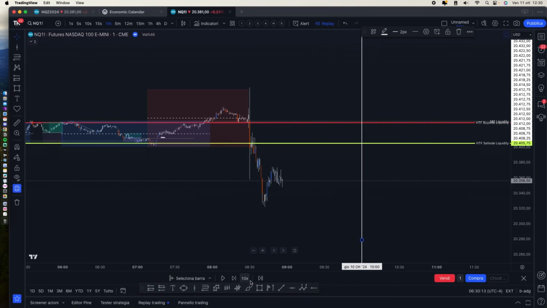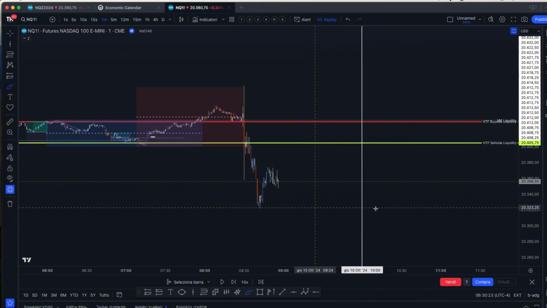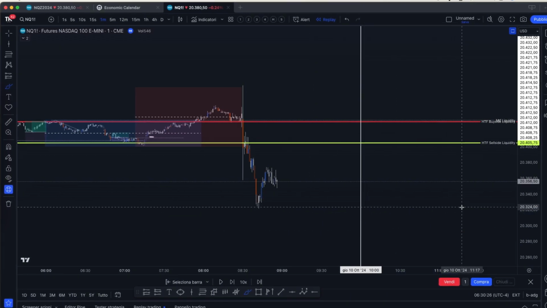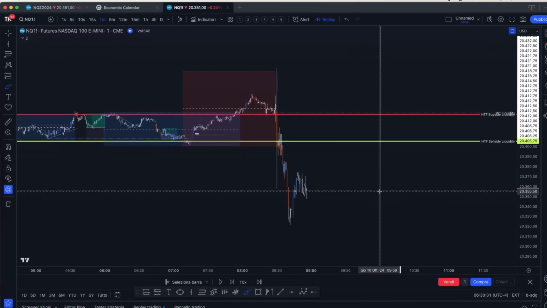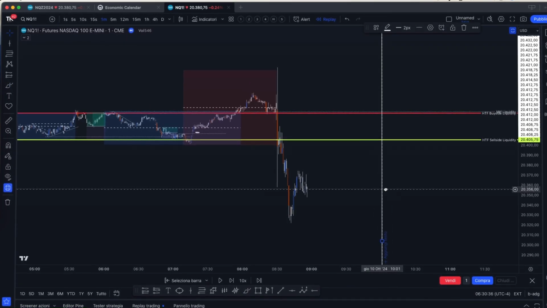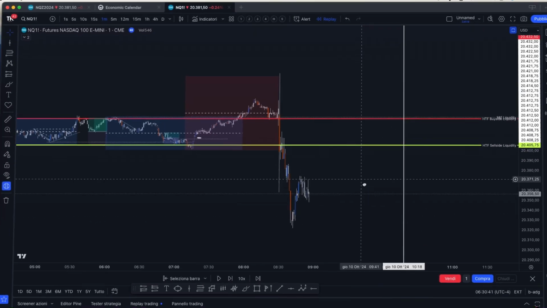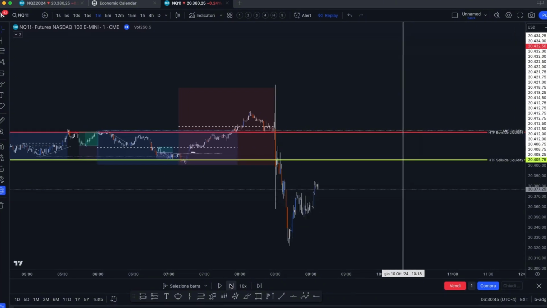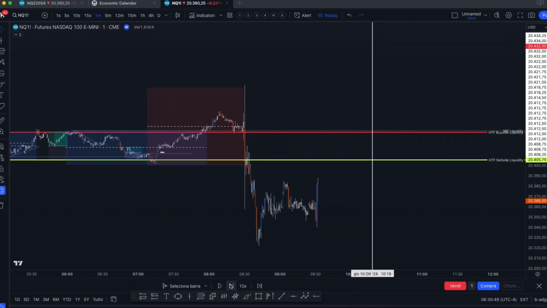But you know, price makes a lot of manipulation. We have the news at 8:30, and the opening at 9:30. Yesterday we also had news at 10 o'clock, so we have to wait for this news to be delivered as well. So it's not a good time for me to trade during this news.